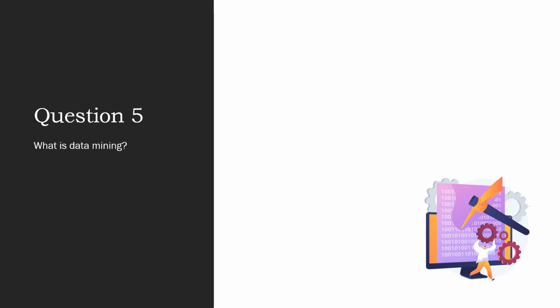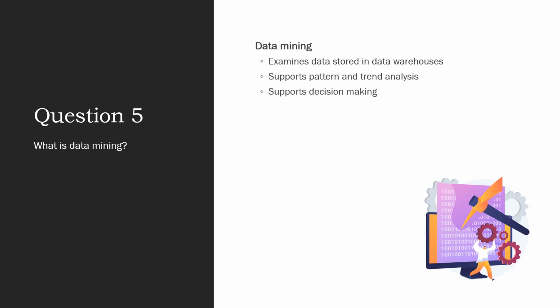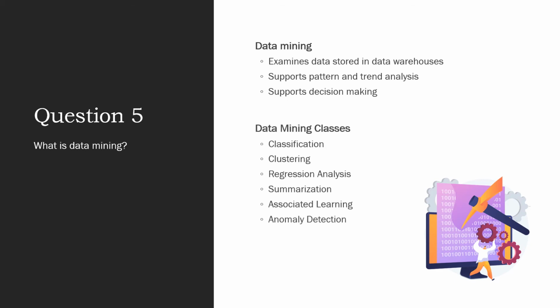For question 5, we have: what is data mining? Data mining encompasses the examination of data stored in a data warehouse utilizing various techniques with the ultimate goal of observing patterns or trends that can support decision making. There are 6 standard classes of data mining. These 6 classes are classification, clustering, regression, summarization, associated learning, and anomaly detection.